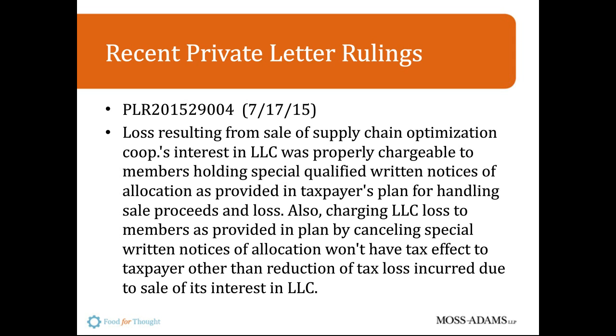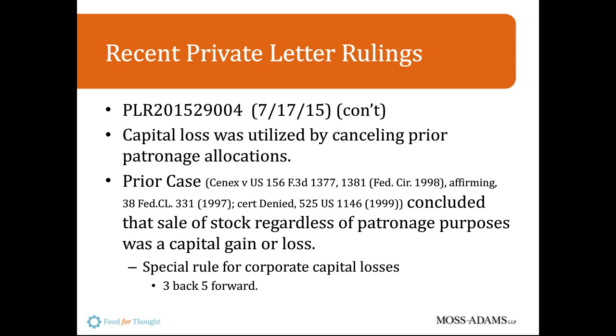And if you remember, there are some special rules for corporations: we're only allowed to take capital losses to the extent that we have capital gains, and capital losses have a shorter carryback and carryforward period of only 3 years back and 5 forward. So the co-op in question was concerned that they may not have capital gains to offset this with, and asked what they could do with it. They developed a plan to basically cancel some prior allocated equities that they had, and in a sense pass through or push through this loss to the members in the form of cancellations.